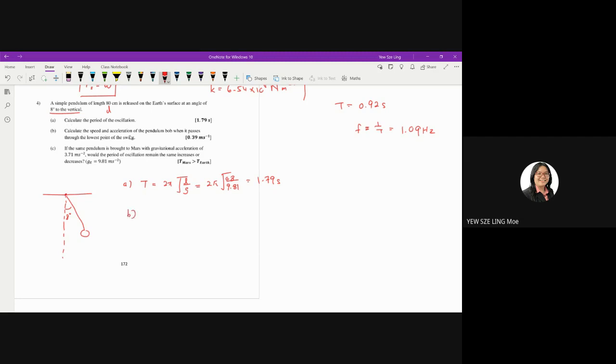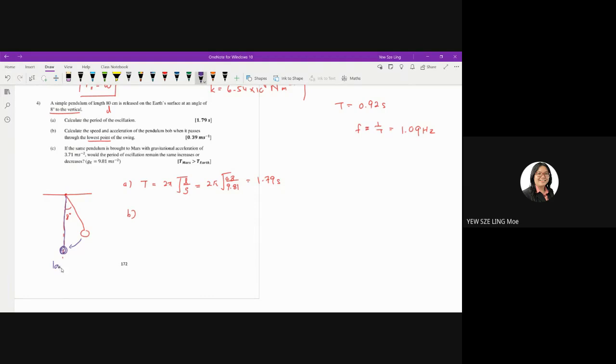Calculate the speed and the acceleration of the pendulum bob when it passes through the lowest point of the swing. So again, it's asking for the information at the lowest point. Same string, but now it just swings. It just oscillates between the initial and the final position.